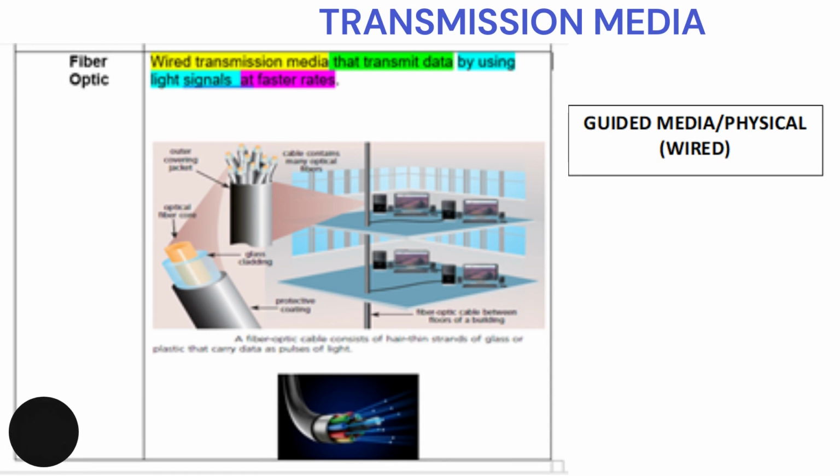Then we move on to the last guided media, or physical or wired media, that is the fiber optic. It is the fastest of all the three guided transmission media. So what is a fiber optic? It is a wired transmission media. What's the function? Transmit data. By using what? By using light signal.